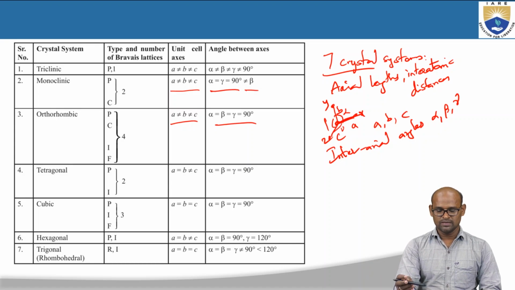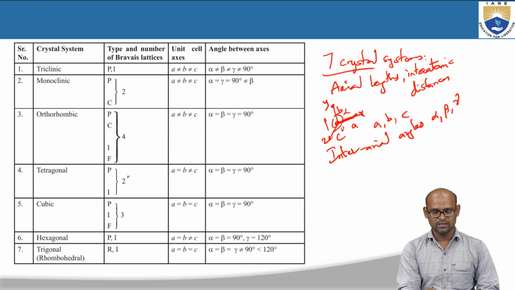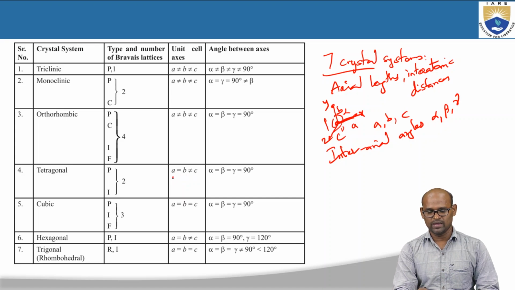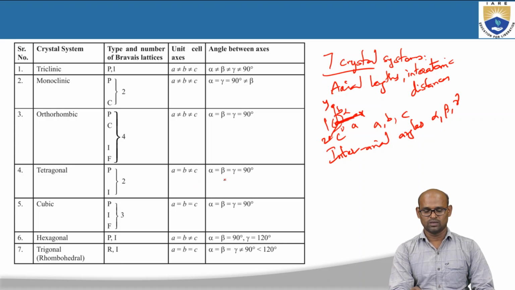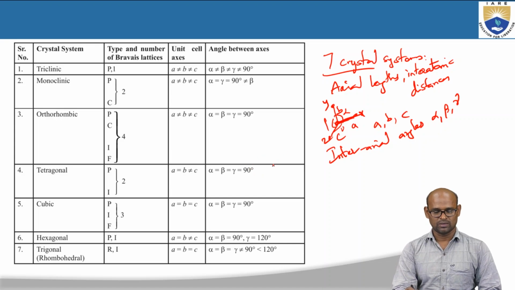So yeah, then the tetragonal system. Tetragonal crystal system has two different types of Bravais lattices, right? Simple and body centered. Okay, so tetragonal has A is equal to B is not equal to C. So two of the interatomic distances along x and y are equal but not equal to the third one, and alpha equal to beta equal to gamma equal to 90 degrees. So that is tetragonal. Next one is cubic.